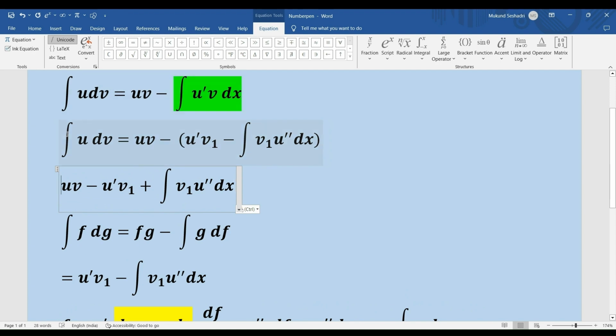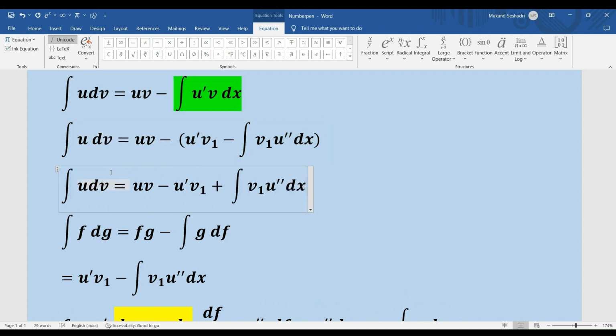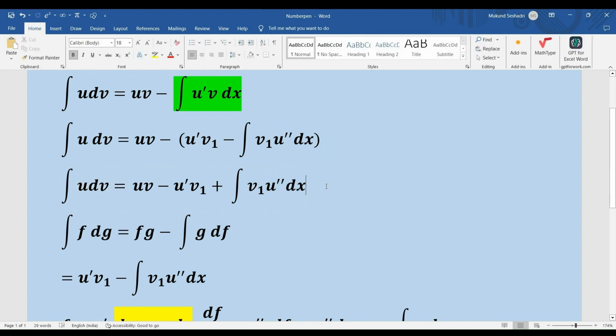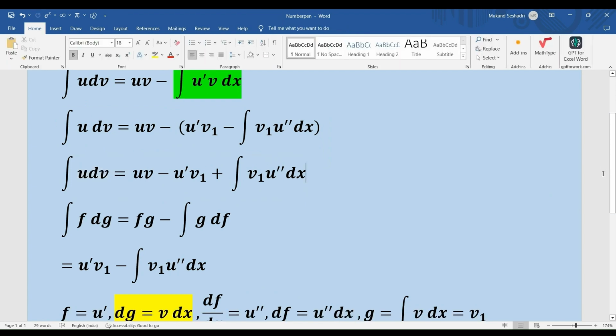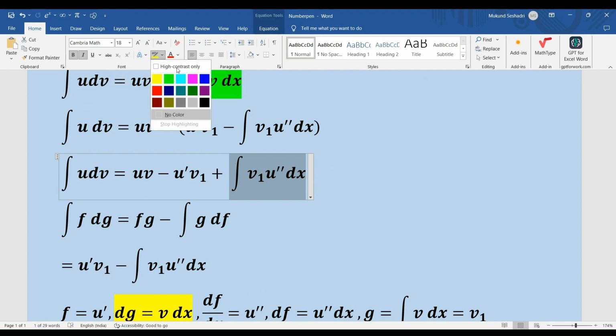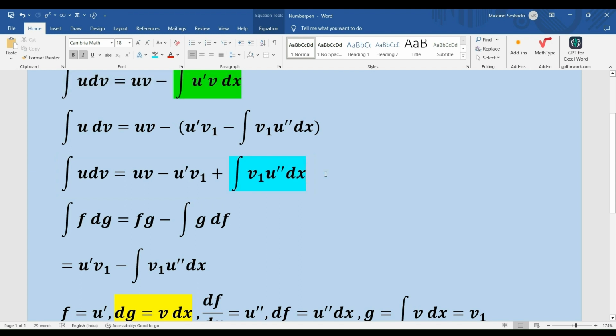This is my integral of u dv, right? So this is where I am. And imagine if this particular expression, let me highlight it this time again in a different color, say turquoise. If the expression in turquoise, I will have to again apply integral by parts, right?